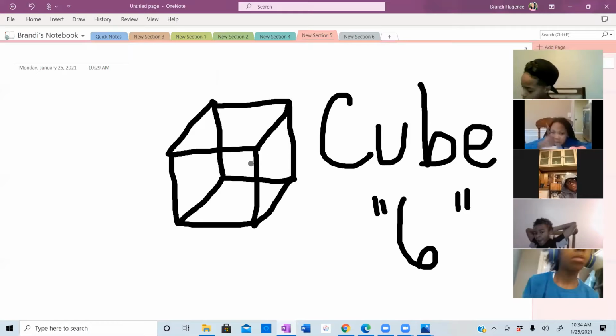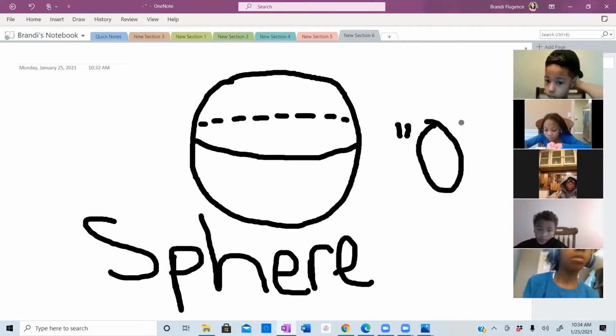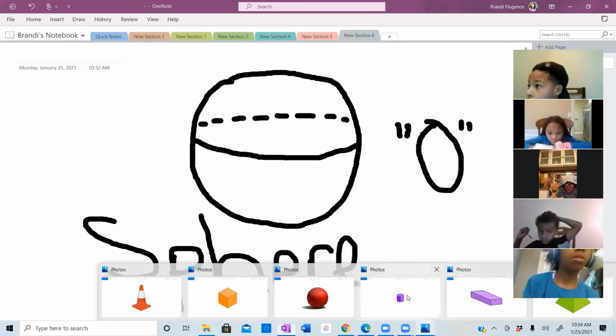Next we did the cube. The cube has 6 faces. And then we have the sphere, which has 0, none. Because it's a circular shape, there aren't any faces. Hold on, let me write sphere. Okay. Alrighty. Miss Lucas. Yep. Mine kind of looks like a 3D house. Cool. I wrote them all. Okay, are we ready to go on? Yeah. Okay, let's move on to the next one.